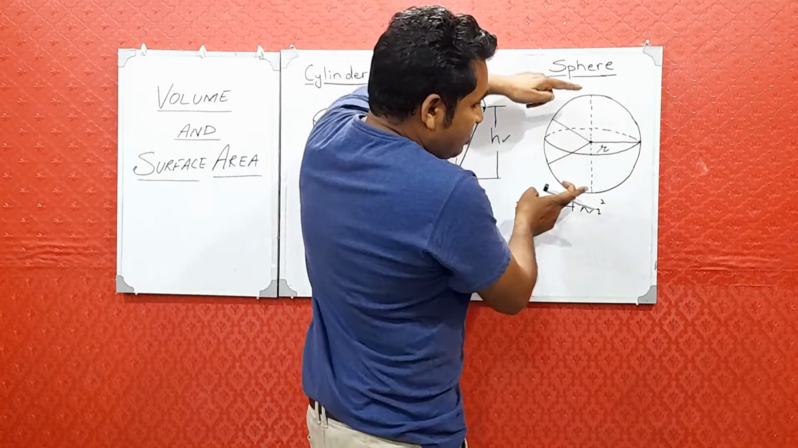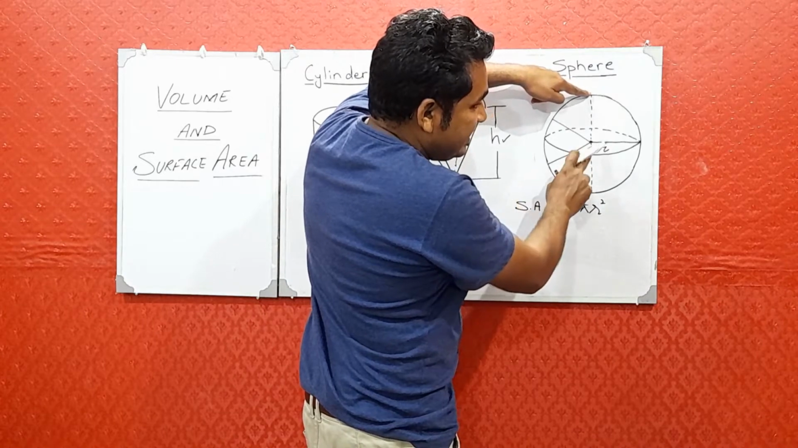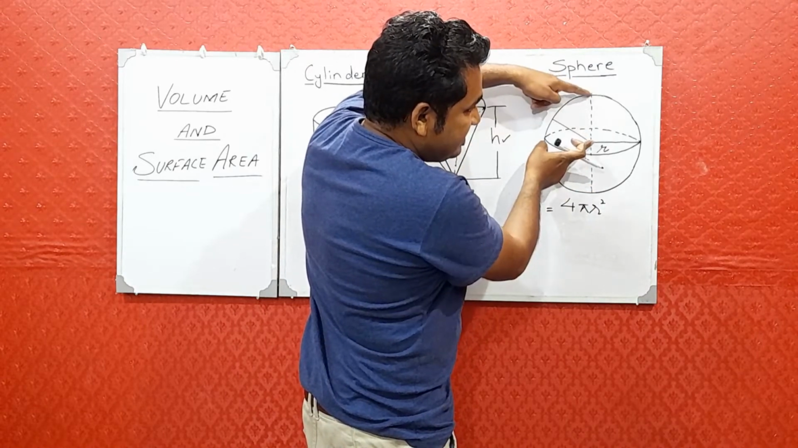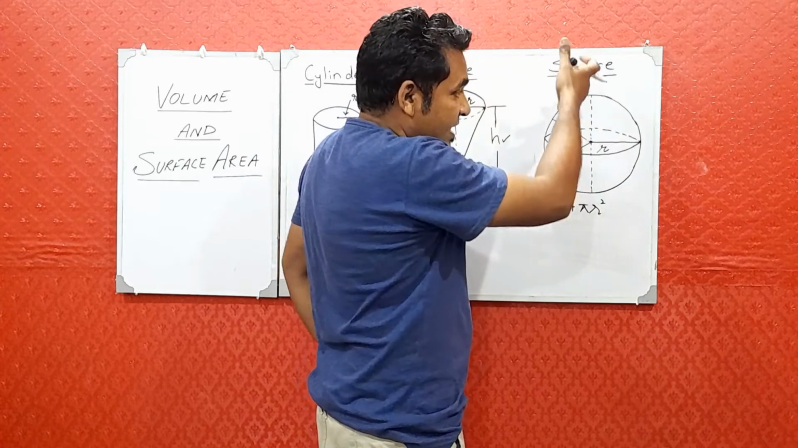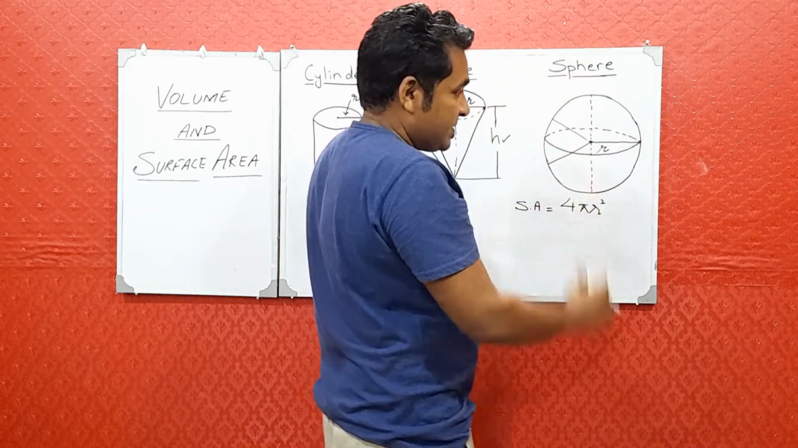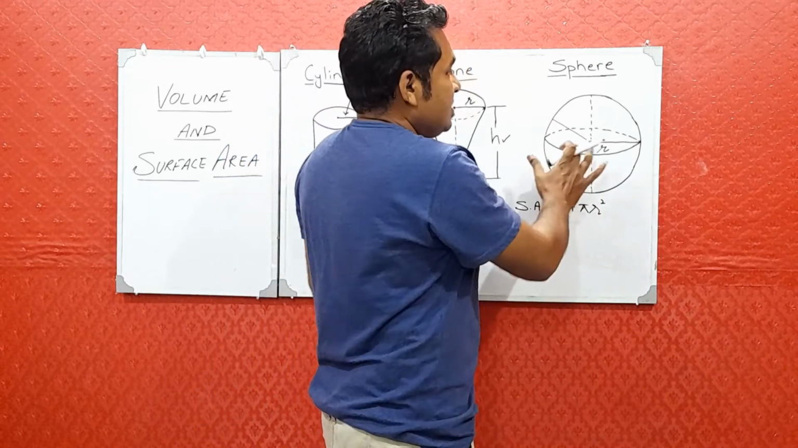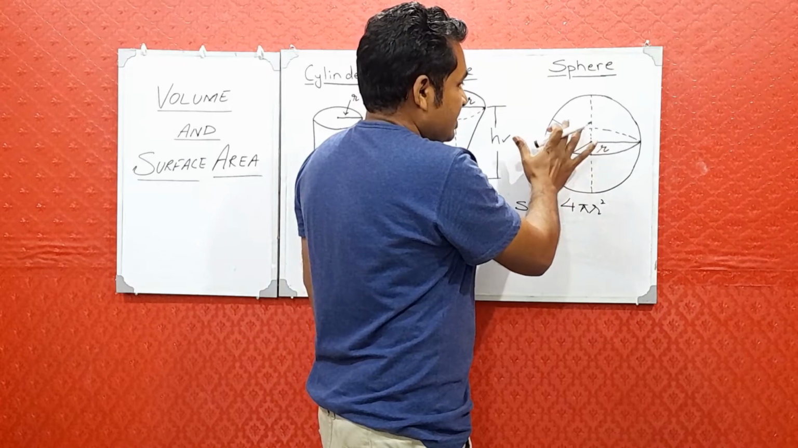So in the same way, if we talk about the height of the sphere, then that is double the radius, meaning this radius plus this radius. It means that the height of the sphere is actually equal to the diameter of the sphere. So the height of the sphere is equal to the diameter of the sphere.